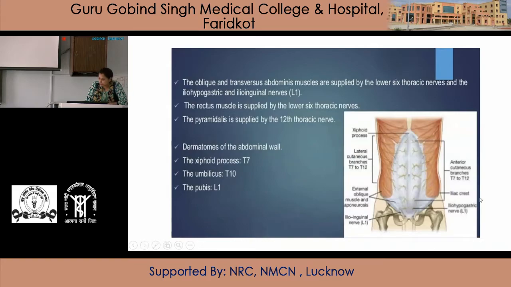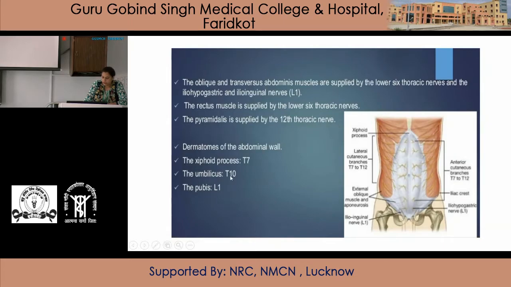So here are the branches of the nerves. These are the anterior cutaneous branches from T7 to T12, and these are the lateral cutaneous branches from T7 to T12. The oblique and transversus abdominis muscles are supplied by the lower 6 thoracic nerves and the iliohypogastric and ilioinguinal nerves. The rectus muscle is supplied by the lower 6 thoracic nerves. Pyramidalis is supplied by the 12th thoracic nerve.